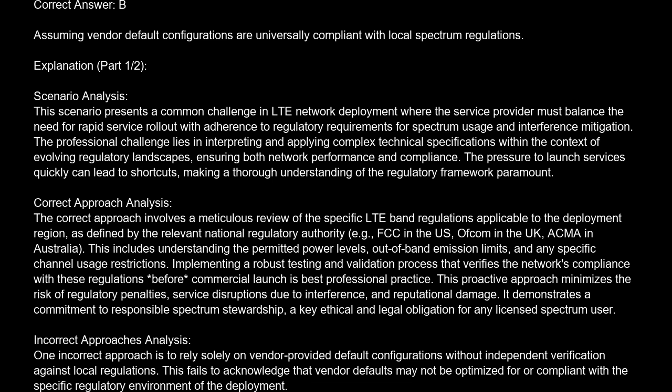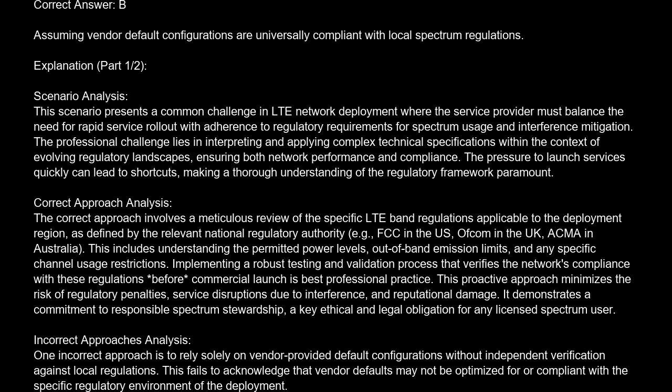Explanation. Scenario analysis. This scenario presents a common challenge in LTE network deployment, where the service provider must balance the need for rapid service rollout with adherence to regulatory requirements for spectrum usage and interference mitigation. The professional challenge lies in interpreting and applying complex technical specifications within the context of evolving regulatory landscapes, ensuring both network performance and compliance. The pressure to launch services quickly can lead to shortcuts, making a thorough understanding of the regulatory framework paramount.